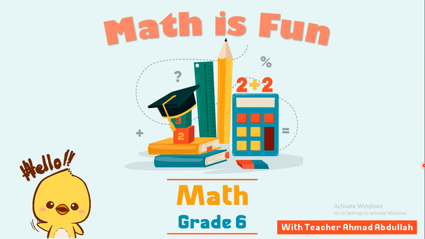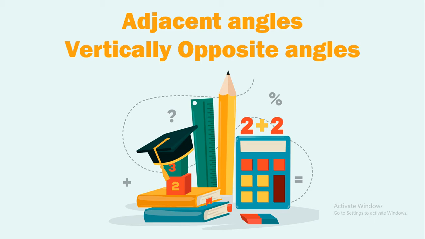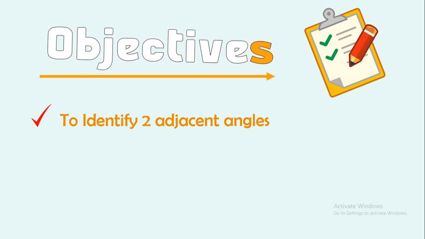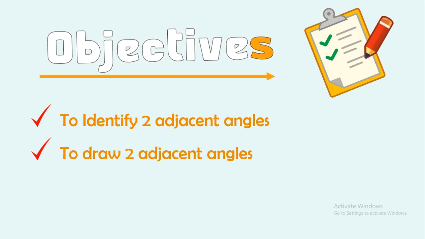Our lesson name today is adjacent angles and vertically opposite angles. Our objectives today are to identify two adjacent angles and to draw two adjacent angles.